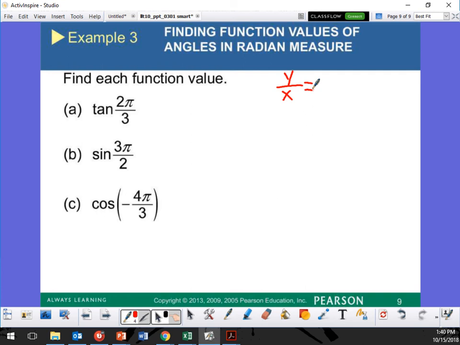Okay, so at 2 pi over 3, what is the y value at 2 pi over 3? Rad 3 over 2? What is the x value? What is the x value at that next one? So we're looking at the y is negative 1/2, right?